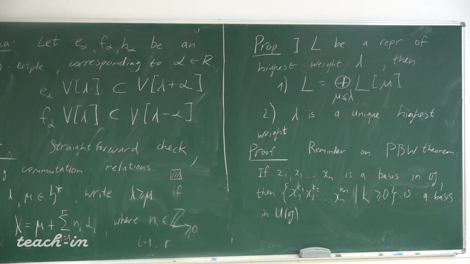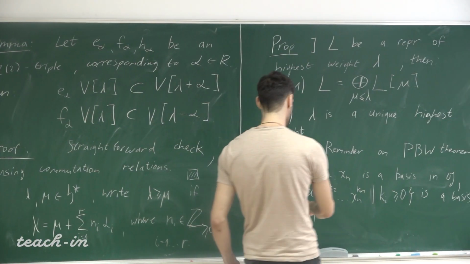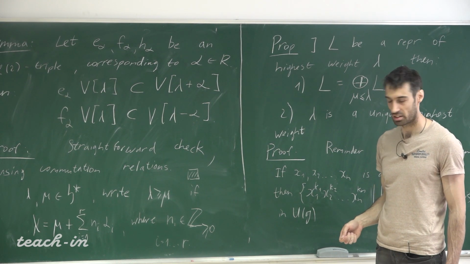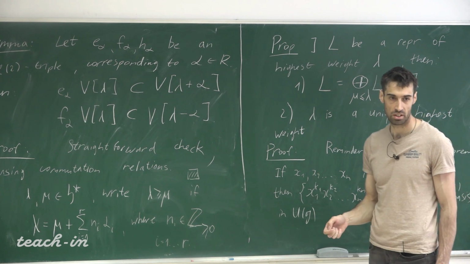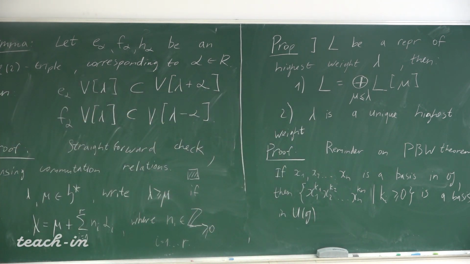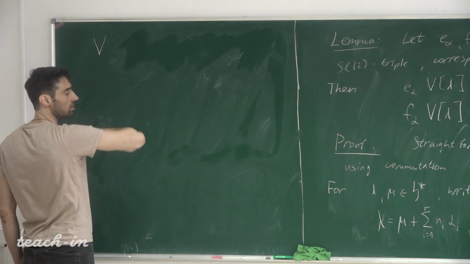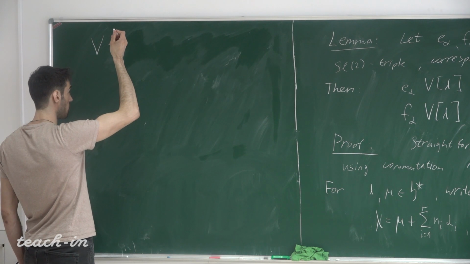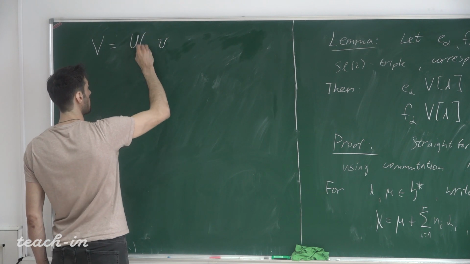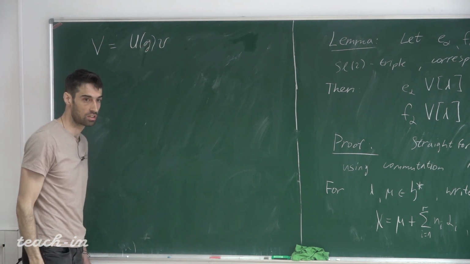But we will not need actually the part that these things are linearly independent, which is the harder part of the Poincaré-Birkhoff-Witt theorem. We will rather need that these things span U of G. So how do I do this? So by definition, my V is a highest weight representation. So therefore, it's generated from v. Right? So therefore, it's like that.